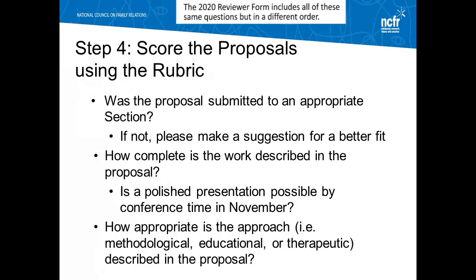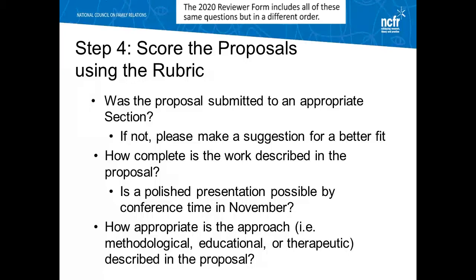The next question you're asked to review is how complete is the work described in the proposal? The important question here is, do you think a polished presentation is possible by conference time in November? All work does not have to be completed, but it should be far enough along in its process that you have confidence that it will be a high-quality presentation by the time the conference rolls around.